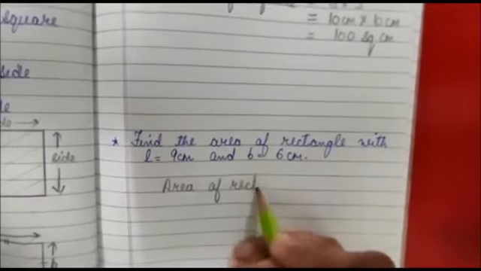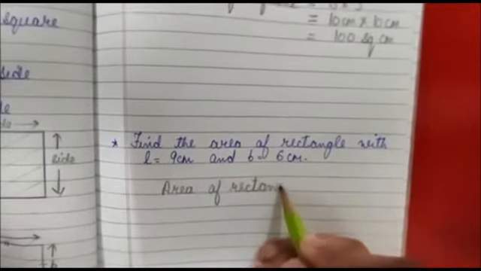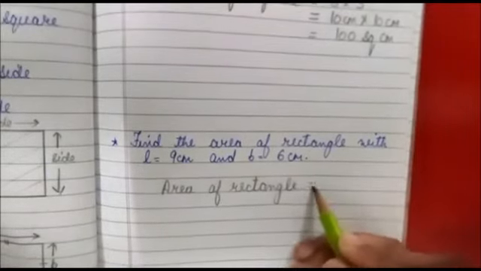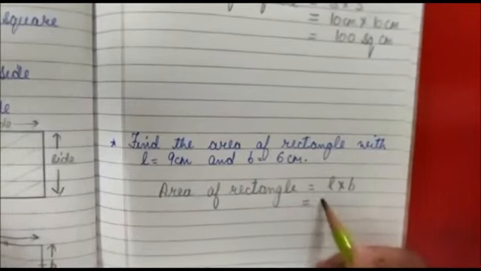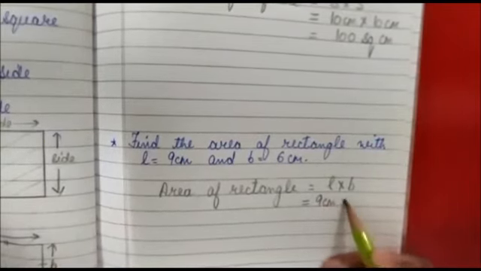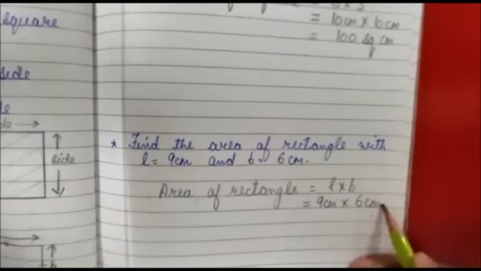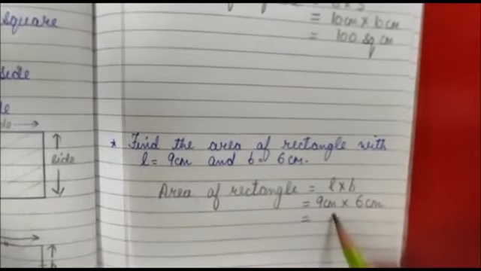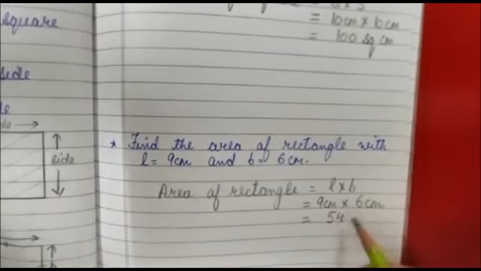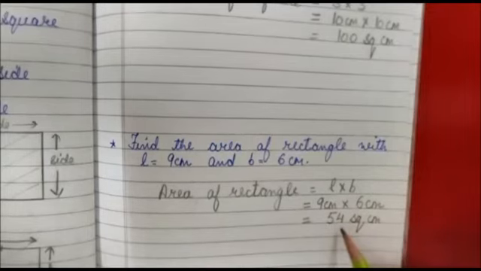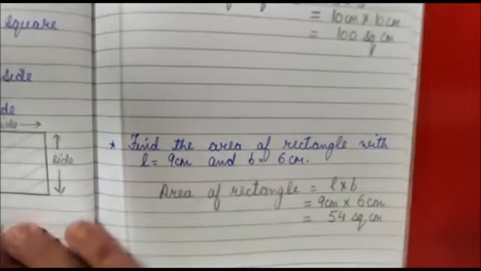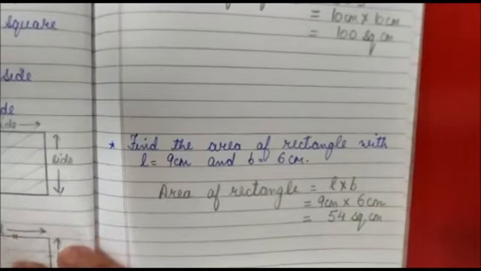Area of rectangle we have just done, its length into breadth. So I'm going to just put the values in this formula. Length is 9 centimeter and breadth is 6 centimeter. So what is 9 into 6? It's 54, and the units will become square centimeter as we are multiplying two dimensions of the rectangle. So in this way, we just have to apply the formula and put the values and get the answer.